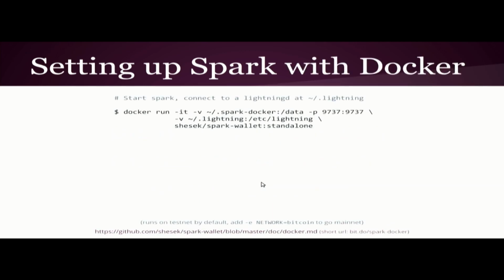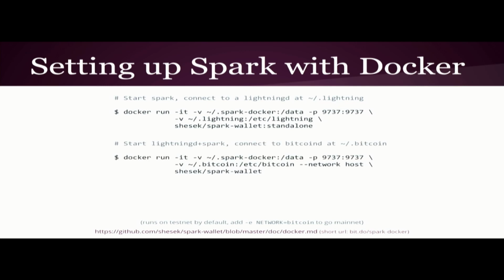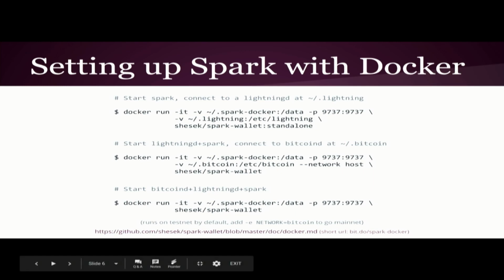Spark can also be set up using Docker. The command here will start up Spark and connect it to your existing C-Lightning node. If you don't have C-Lightning running, you can also use this to start C-Lightning and Spark and connect it to your existing Bitcoin Core node. And if you don't have anything at all, then you can use this to start Bitcoin Core and C-Lightning and Spark and wire them all together and go from nothing to reckless very, very quickly. Note that this will start syncing a Bitcoin full node, which will take a lot of disk space and quite some time.